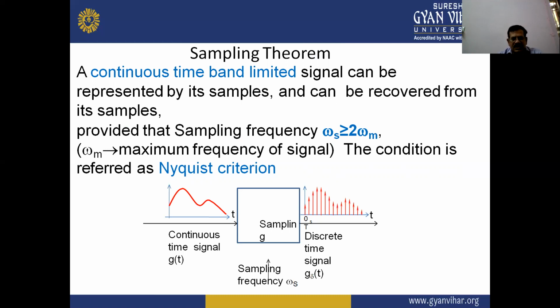Here we see the sampling network. We apply a continuous time signal g(t) to this sampling network, and after sampling the signal is converted into a discrete time signal g_s(t) in digital form. So this is the function of sampling, which converts the continuous time signal into a discrete time signal. The condition for the sampling theorem is that the sampling frequency is greater than or equal to 2 times the maximum modulating frequency of the signal.